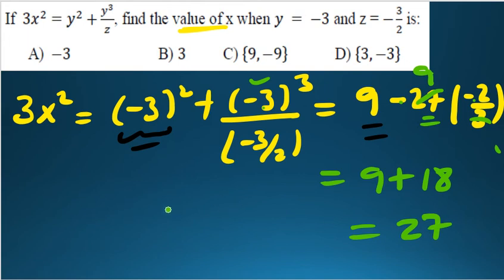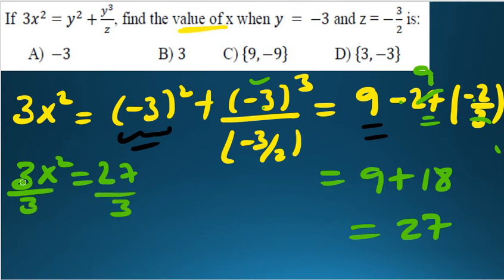But I will not stop here, because we are given 3x squared is equal to all of this. Everything I processed is the right-hand side, so it becomes 27. So I have to complete for x. Then divide by 3 on both sides. When you divide by 3, the x squared value will be just 9.